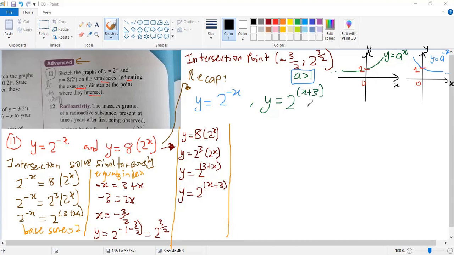Okay, 2 to the power of x plus 3. So this is where we have it like that, so you'll understand what I'm talking about. So y is 2 to the power of x plus 3. So just two equations. This is the green type. That one is the blue type, 2 to the power of negative x. The a is the same for both of them.